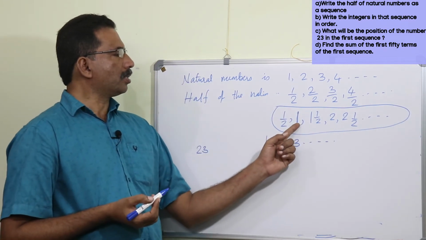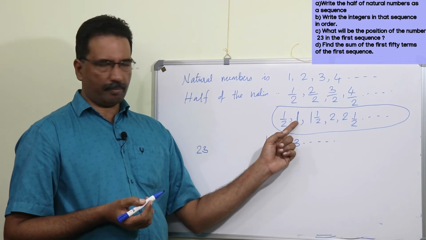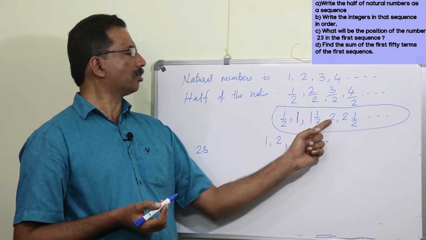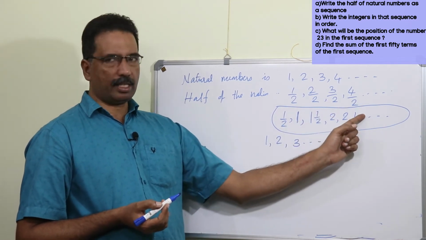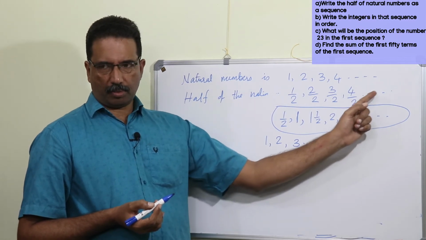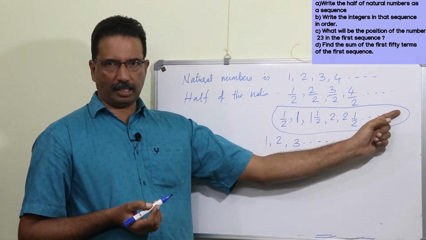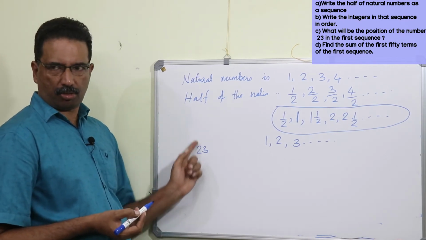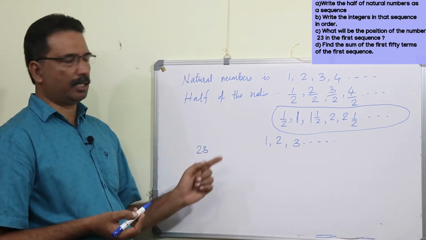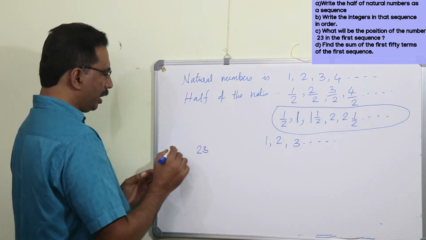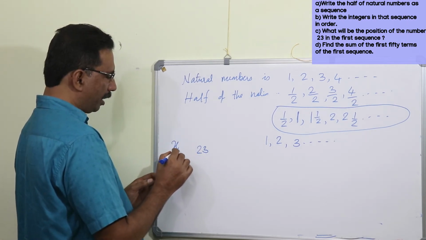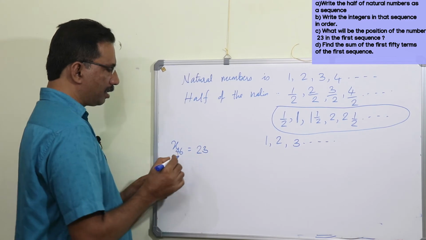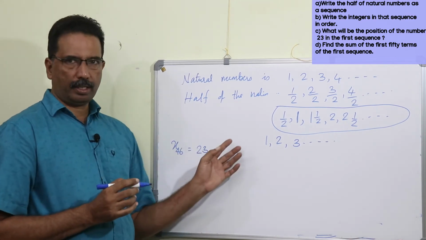We can say position of 1 is second term, position of 2 is fourth term, position of 3 is sixth term, position of 4 is eighth term. Therefore, position of 23 is 23 into 2, 46. Therefore, 23 is the 46th term of this sequence.